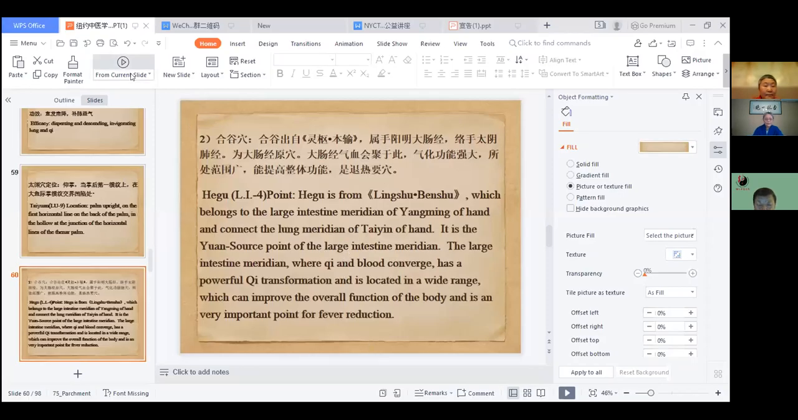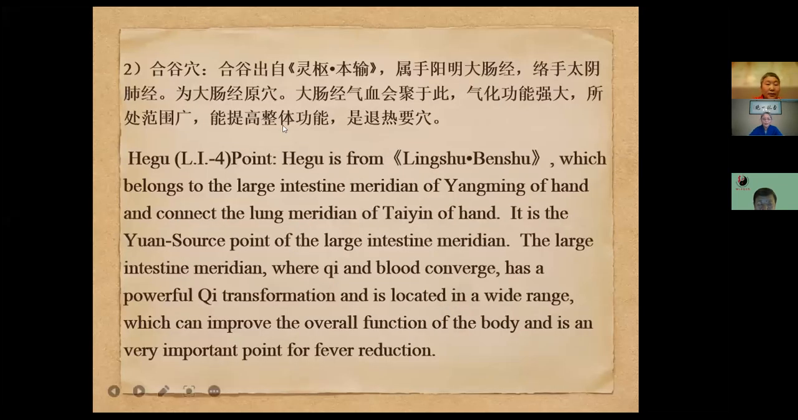Now we come to the Hegu point. Hegu is from the Ling Shu Ben Shu, which belongs to the large intestine meridian of the yang ming of hand and connects the lung meridian of tai yin of hand. It is the yuan source point of the large intestine meridian. The large intestine meridian, where qi and blood converge, has a powerful qi transformation and is located in a wide range, which can improve the overall function of the body and is a very important point for fever reduction.